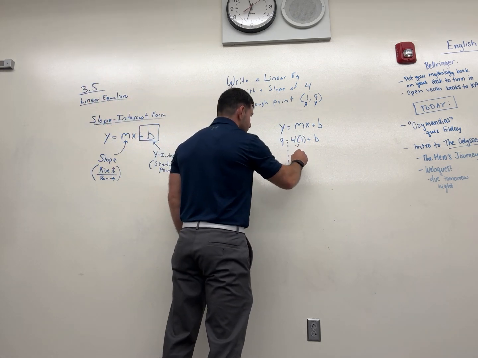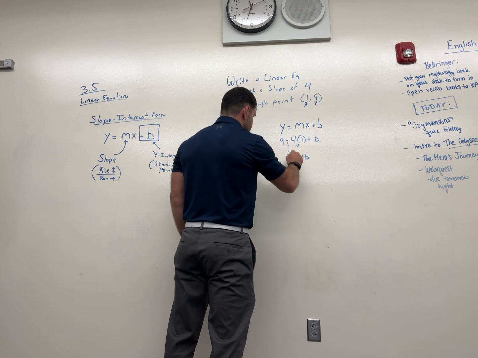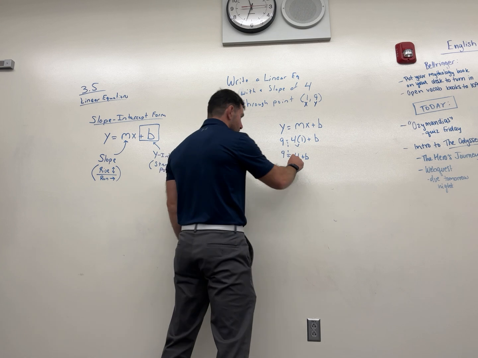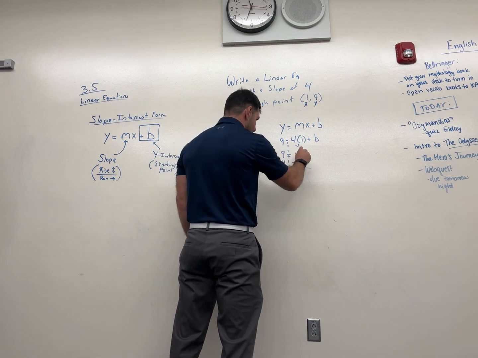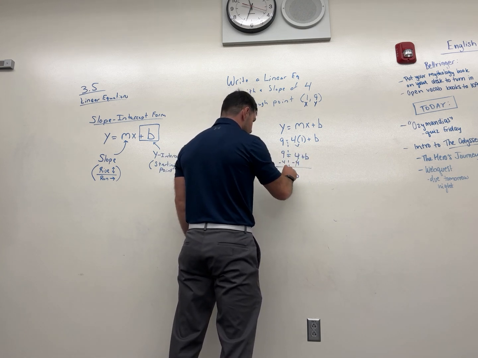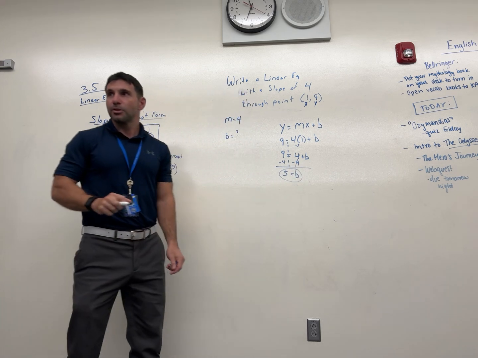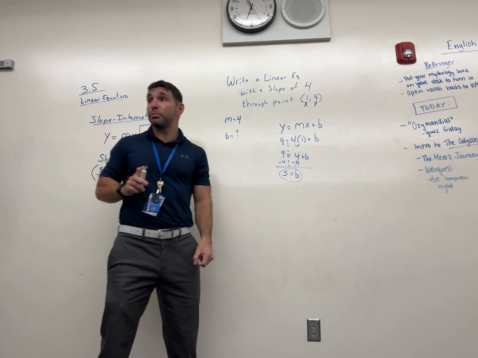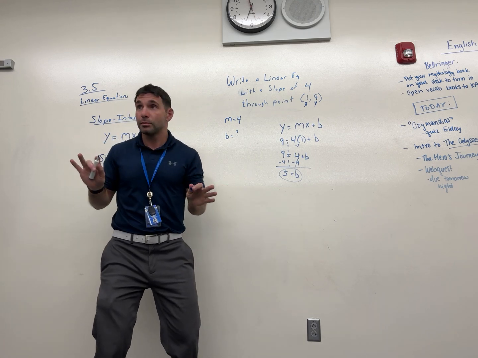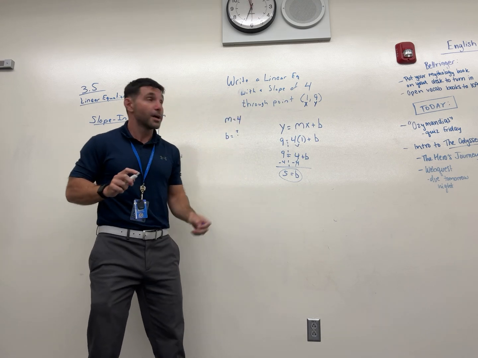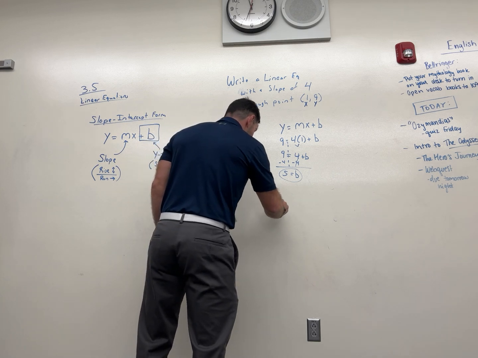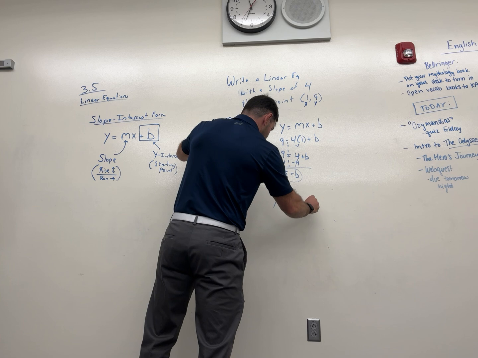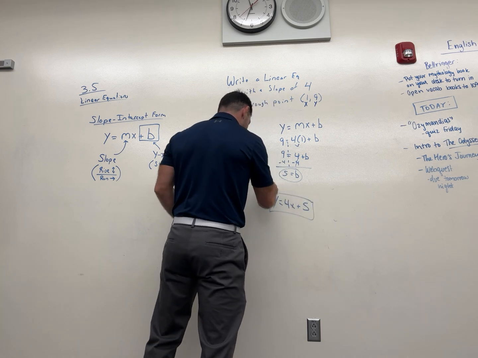4 times 1 is 4. So now I have an equation that says 9 equals 4 plus b. I'm going to solve for b. I subtract 4. b equals 5. So I've solved for the y-intercept going through this point with this slope. Am I done? No, because it's asking for an equation. The equation is y equals mx plus b.